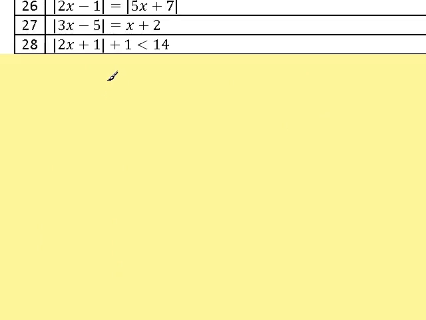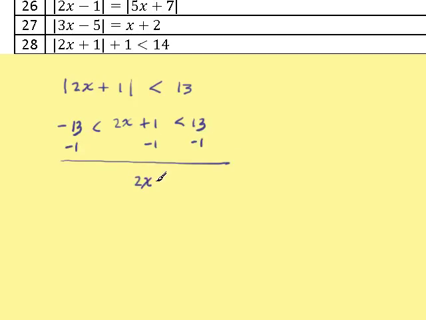Number 28, let's isolate the absolute value. Start by writing absolute value of 2x plus 1 less than 13. All right, now we open up an absolute value less than the number as a double inequality. Put the 2x plus 1 in the middle, 13 on the right, minus 13 on the left. Okay, let's subtract 1. Here we have 12 on the right, minus 14 on the left, and divide by 2.